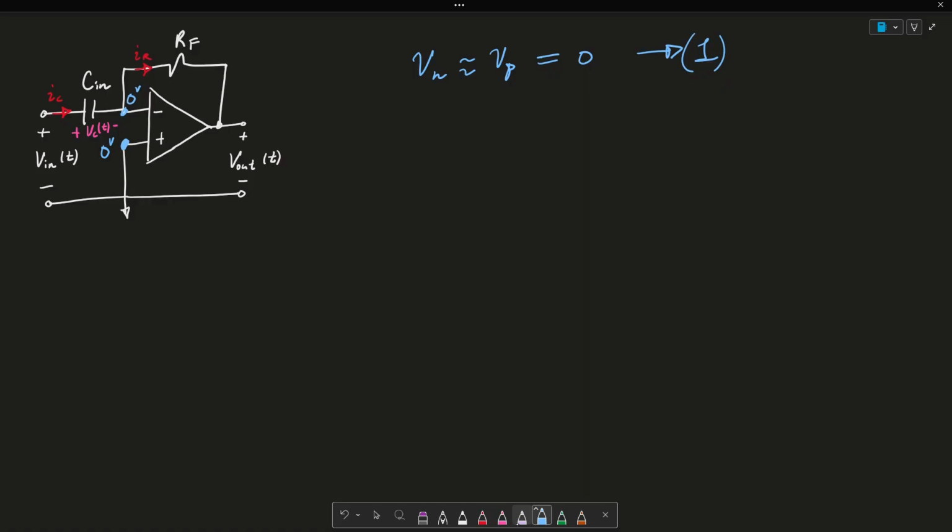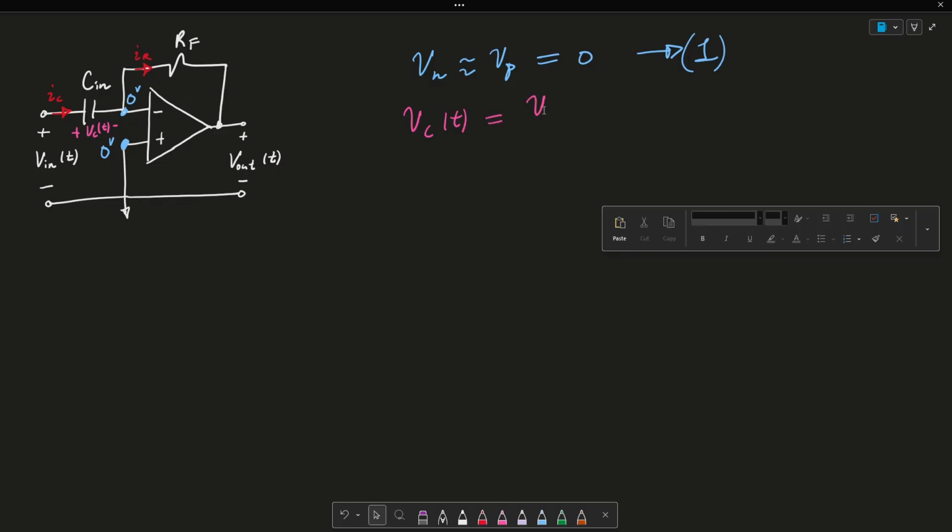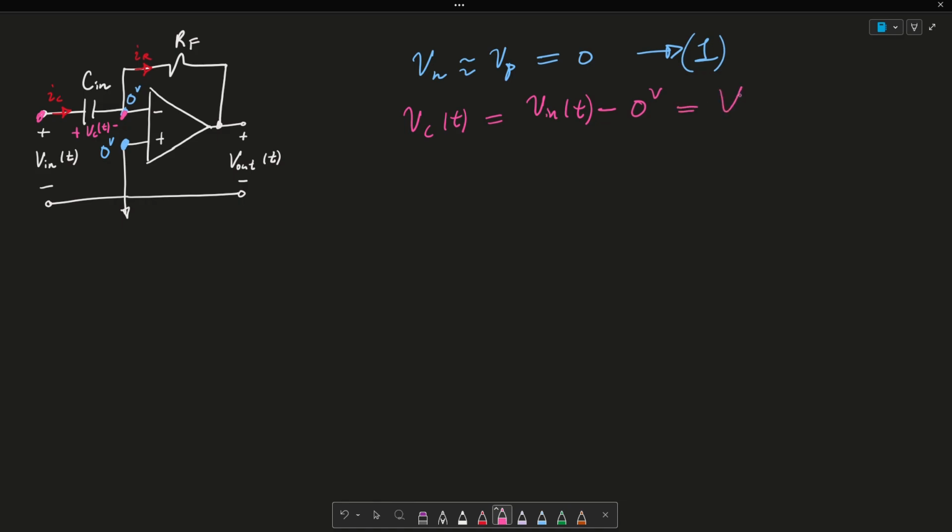We want to notice that the voltage at the capacitor, Vc of t, is essentially equal to V in of t, or the voltage at its left-hand side, minus the voltage at its right-hand side, which again is 0 volts. So Vc of t is essentially just V in of t. All right, so that's my second equation.